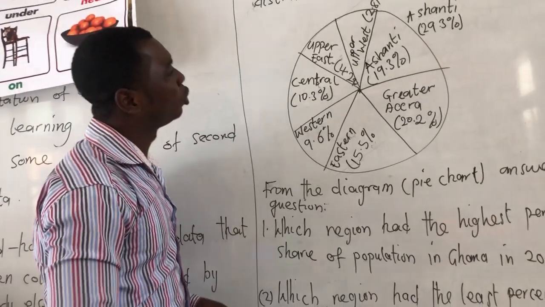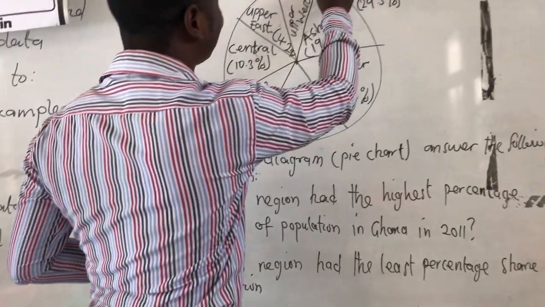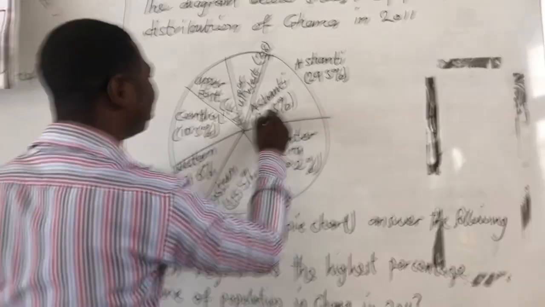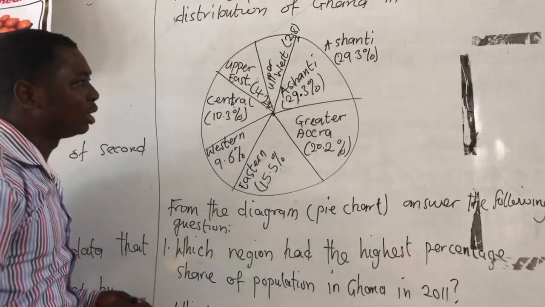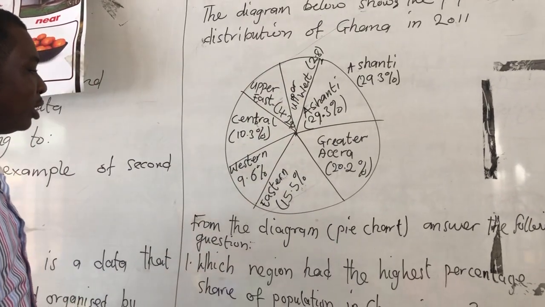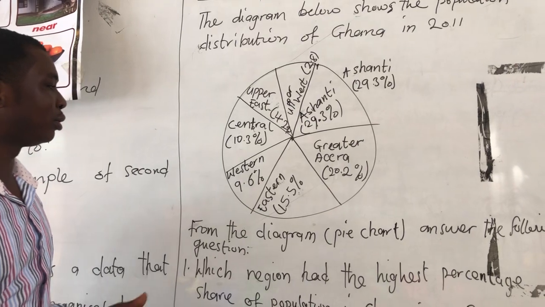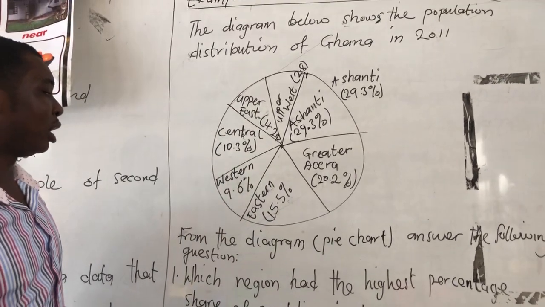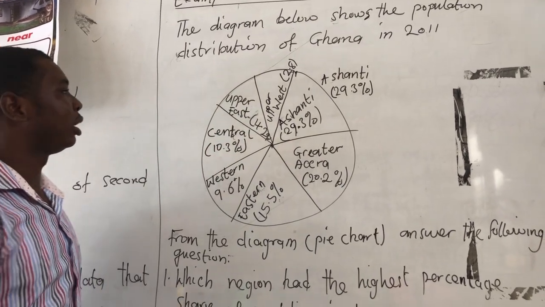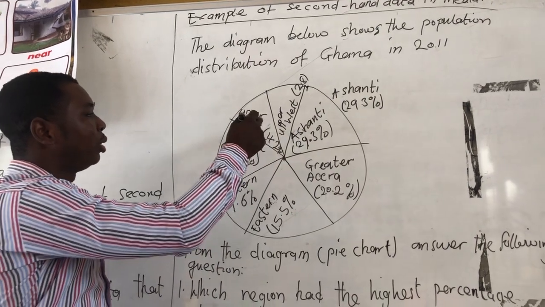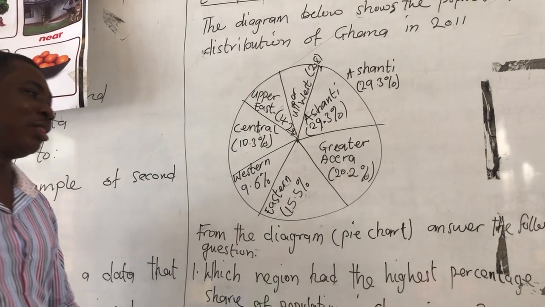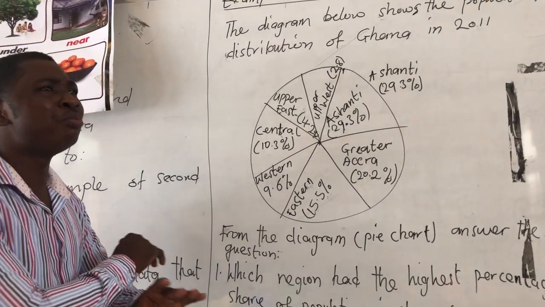Okay, so look at the data. Let's start from here. Ashanti region, we have 29.3. Greater Accra, we have 20.2%. Eastern region, we have 15.5. Western region, we have 9.6. Then Central region, we have 10.3. And we have Upper East region, which is 4.2, and Upper West, which is 2.8.